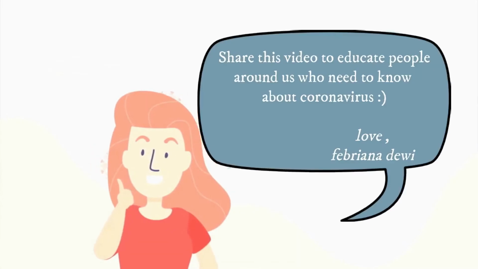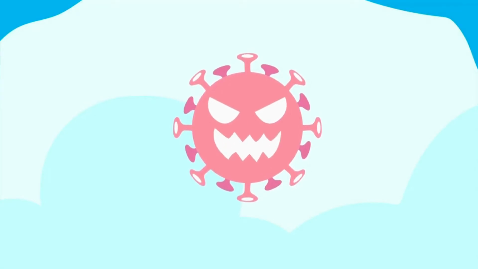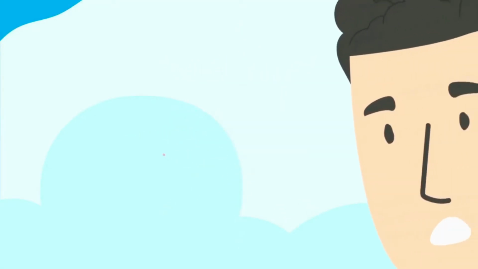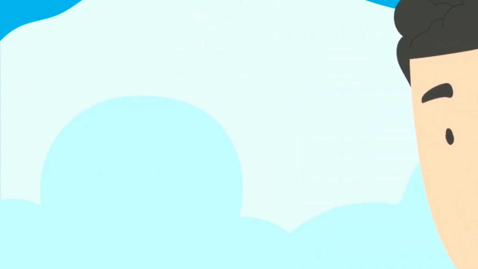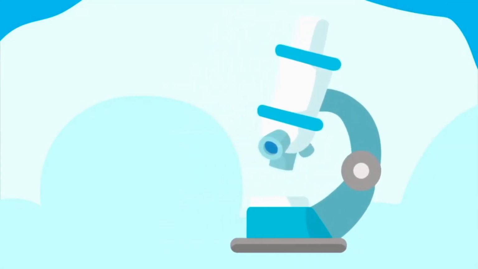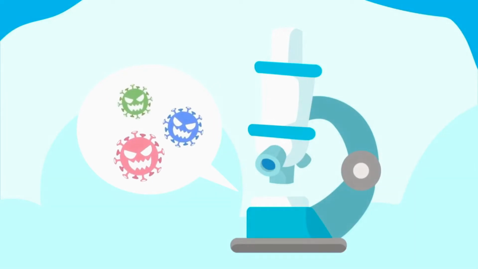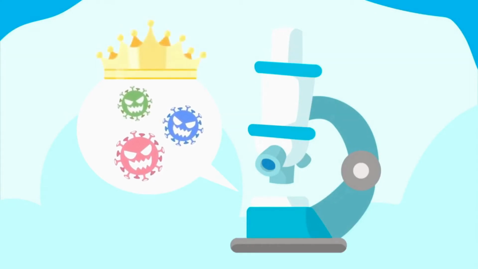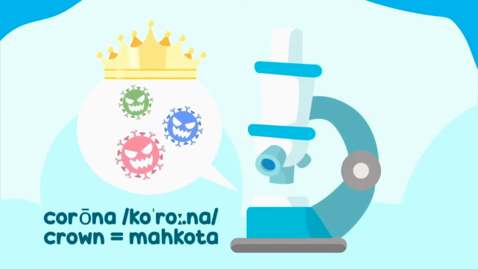Hi everyone, share this video to educate people around us who need to know about coronavirus. Coronavirus is a dangerous virus for the body. It is tiny and cannot be seen with eyes. So this virus is easy to enter our bodies. This virus can only be seen using a microscope. When we observe using a microscope, it has a shape like a crown. This is why this virus named corona, which in Latin means crown.